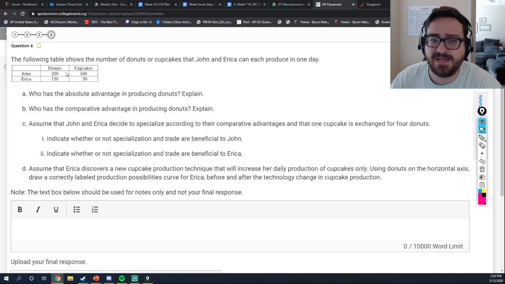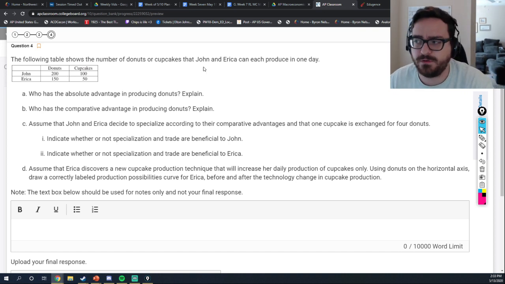Well, if you read the prompt above the table, whoever has the lower number should be better if it's an input problem. If this said number of seconds to make donuts and cupcakes, then Erica would be better than John, because Erica takes less time, right? So if the smaller number is a good thing, it's an input problem. If the smaller number is a bad thing, aka if the bigger number is a good thing, then it's an output problem, which is what this says. This says the amount of donuts and cupcakes they can make in a day. Well, John can make more donuts and more cupcakes, so output, because the big number is the good thing here.